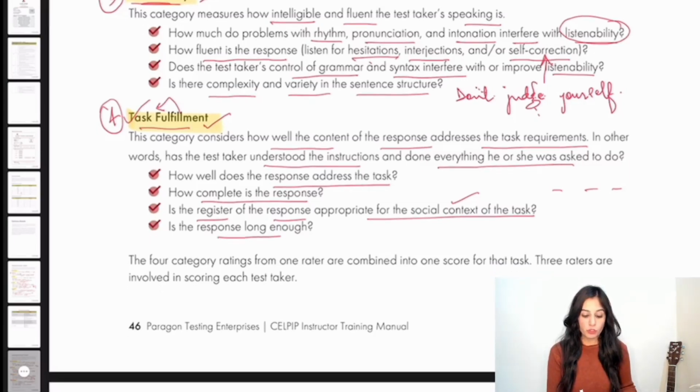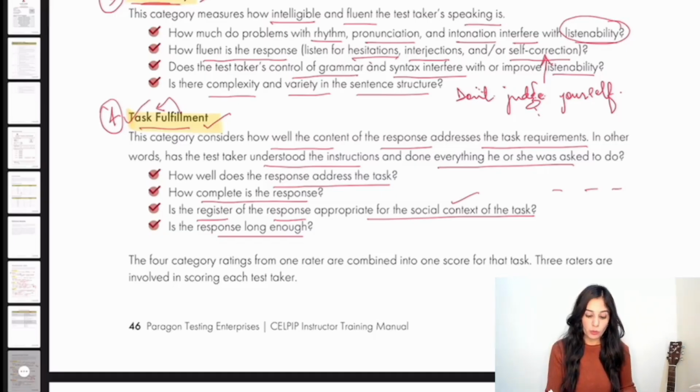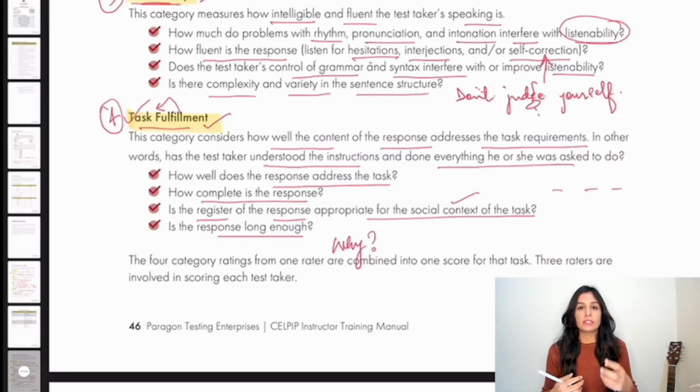Last is, is the response long enough? Now you have to keep speaking till the time the timer runs out or the bar turns blue. Why? Now that's a very good question. Why do I have to speak that much? Because if you don't speak that much, the examiners, the raters would not have enough content to score you.